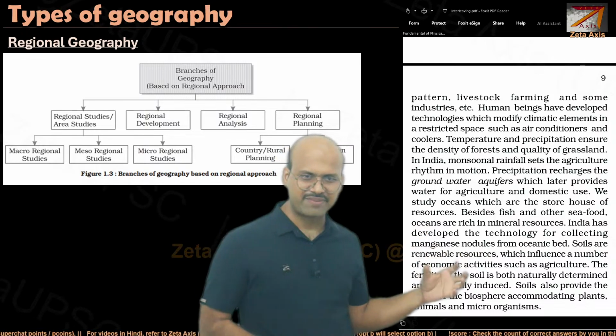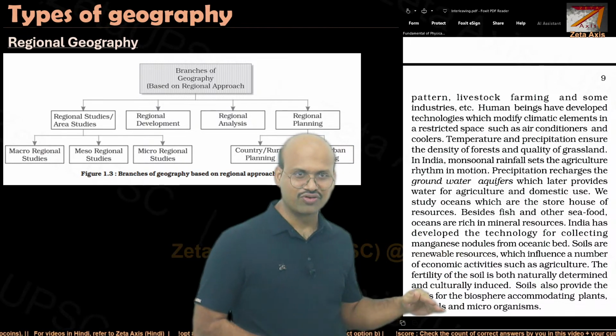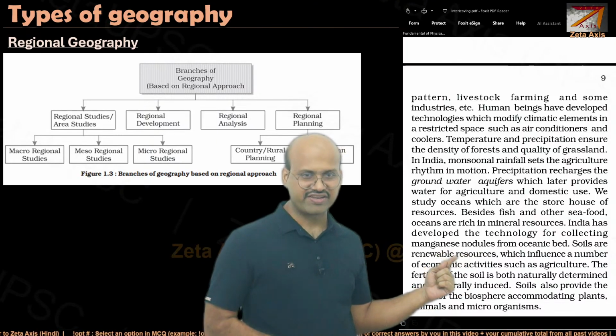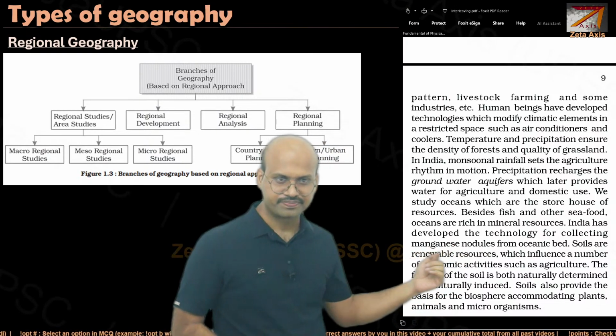So there are various types of resources on the sea floor which can be extracted. India has developed this technology with the help of the US.